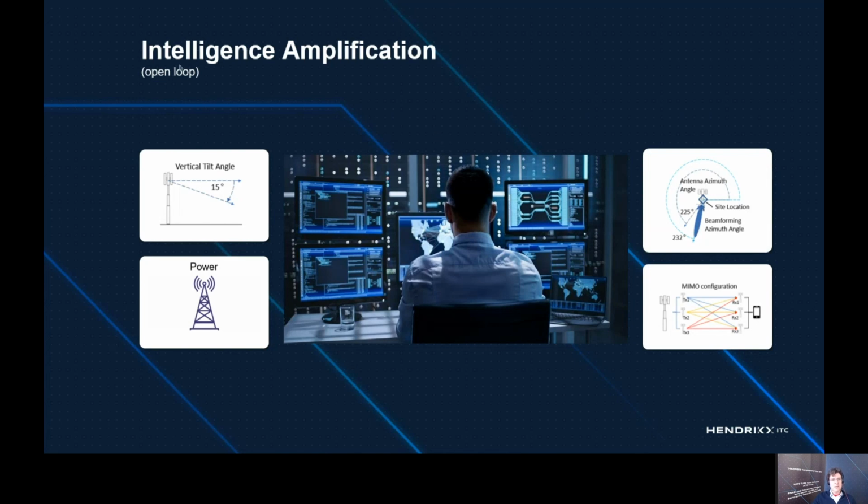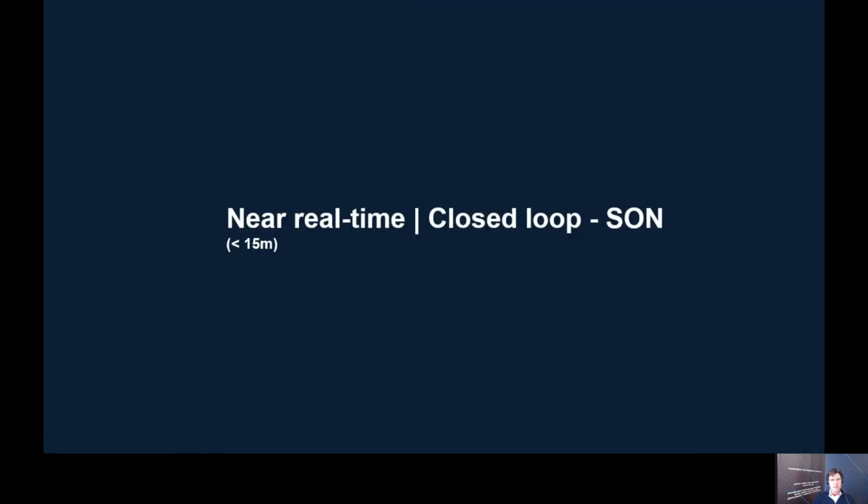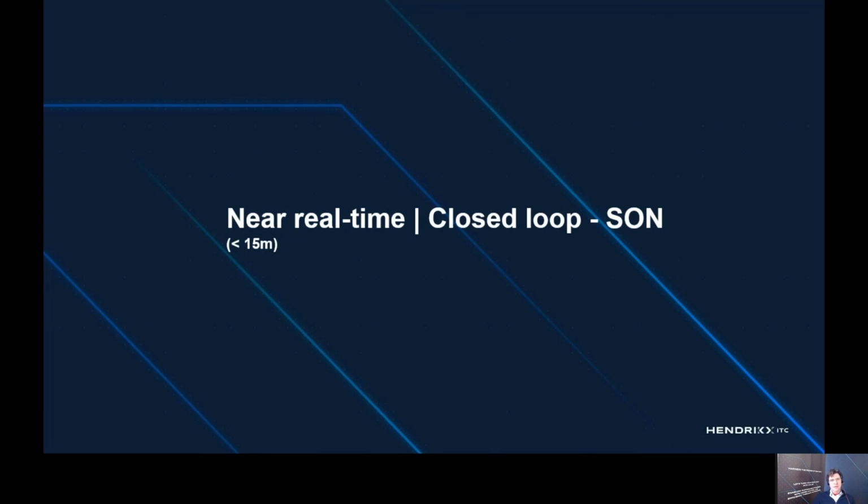And this is called an intelligence amplification scenario, or an open loop. Open meaning that the predicted results are not coupled directly into the organization, into the system adjusting the network, but there is a human being determining whether the suggested adjustments should be done, yes or no. Open loop.